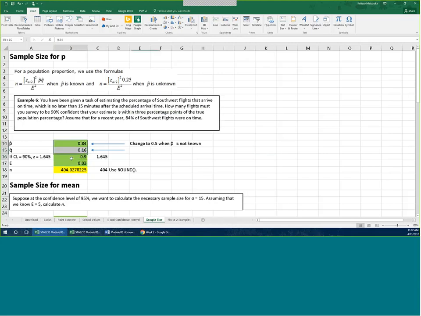So if you enter these numbers, it gives you this. Typically you want to round up just to be on the safe side, but in this case it's 404.0, so you can chop it off and just use 404. So in this case, you look at at least 404 flights in order to be within 3 percentage points. If you don't know p hat, if the p hat's not given to you, just change this number, 0.84, to 0.5, and then everything else will follow. That's if you don't know p hat.